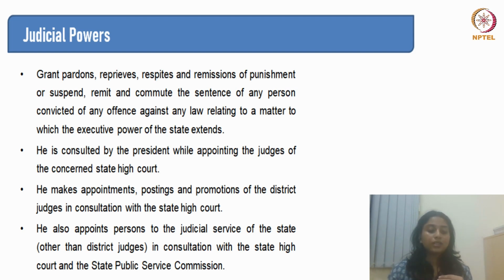So we discussed the executive powers, the financial powers, the legislative powers, judicial powers, and the emergency powers of the governor. With that, we will move on to the next part of the state executive, which is the chief minister and the council of ministers.